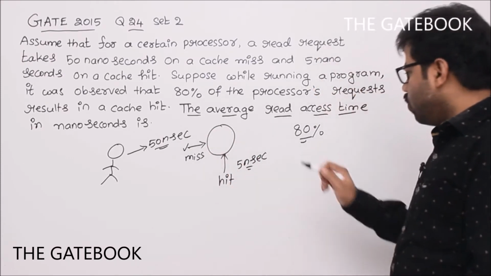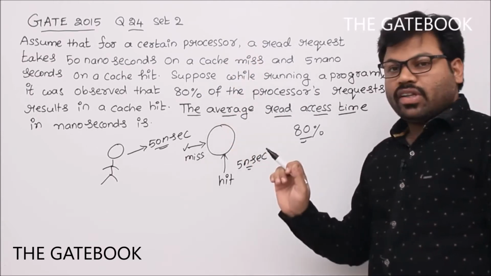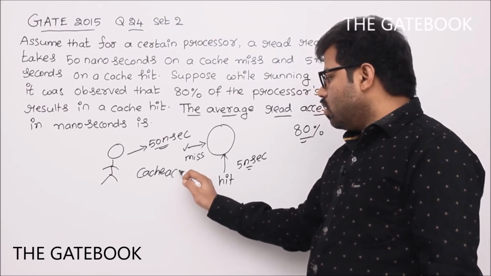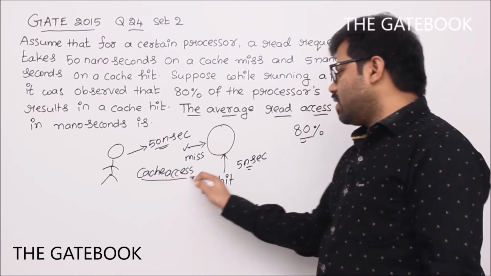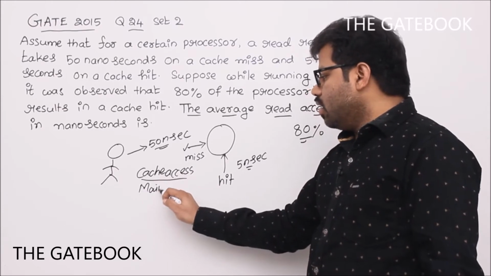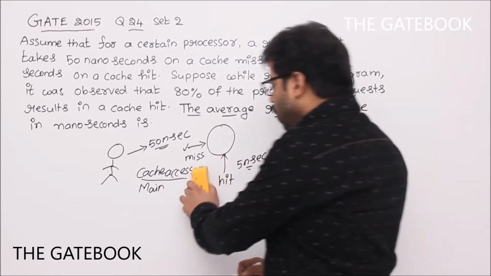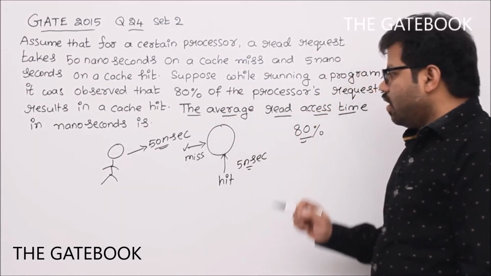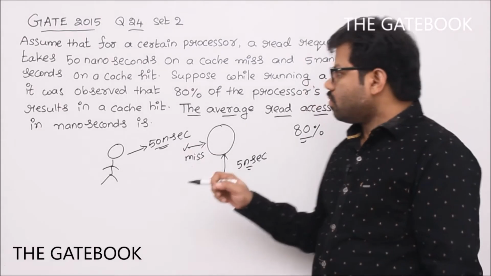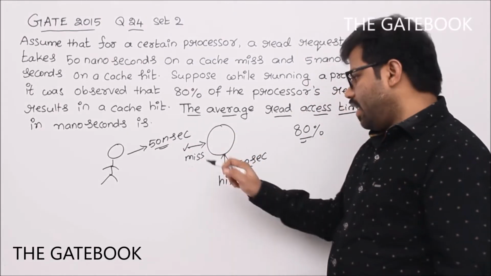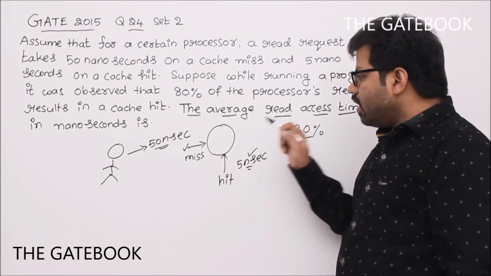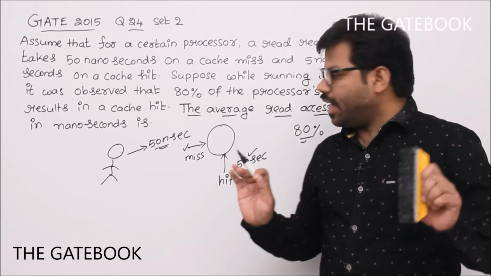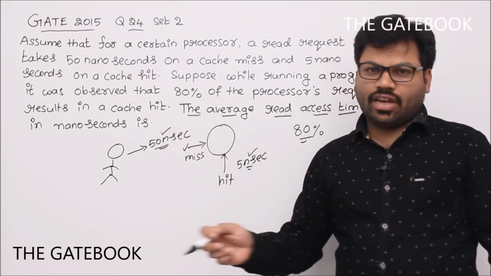Let me divide the problem into two cases. Remember one thing: they have not given you cache access time or main memory access time. You don't worry about that. They have given the values in a different way. Whenever there is a cache hit, it takes just 5 nanoseconds to get the data. Whenever there is a cache miss, what the processor does doesn't matter for us, but at the end of the day we will have a penalty of 50 nanoseconds.